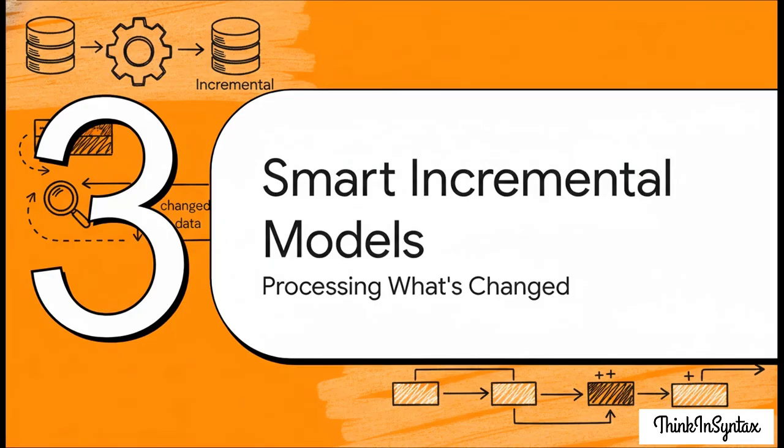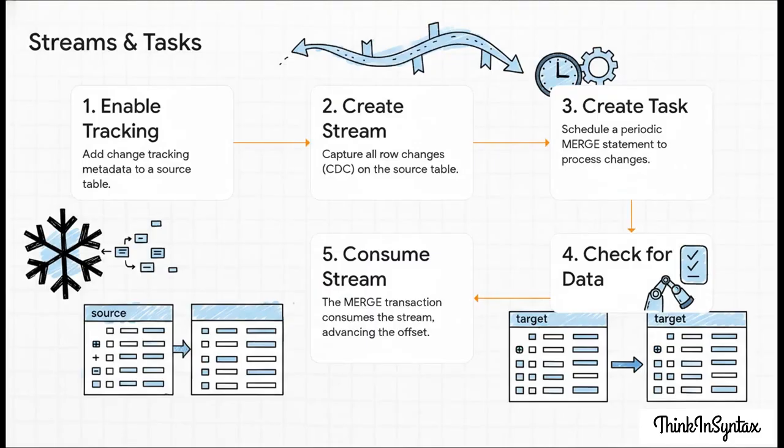All right, so we've wrangled our raw data. What's next? Well, experts don't just reprocess everything from scratch every single time. That's a huge waste of time and money. Instead, they build smart incremental models that only touch the data that has actually changed. Now, how do we do this? In Snowflake, the secret is a 1-2 punch of streams and tasks.